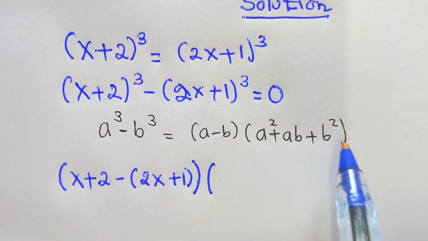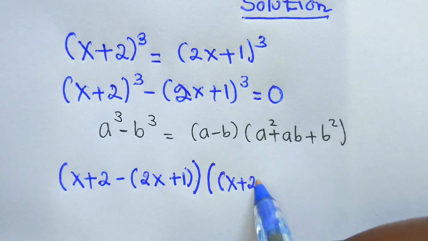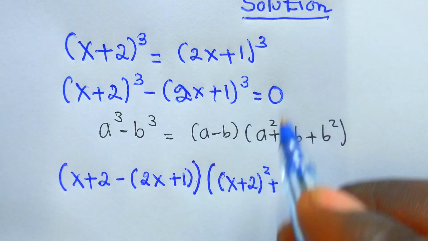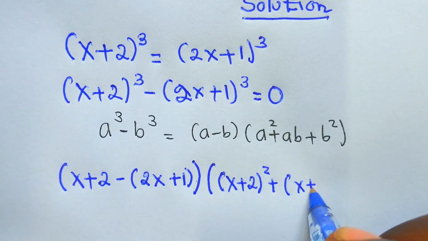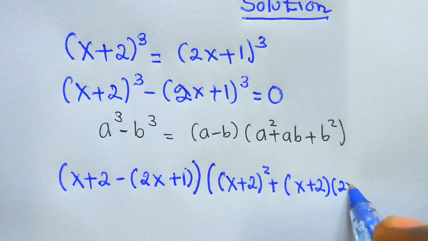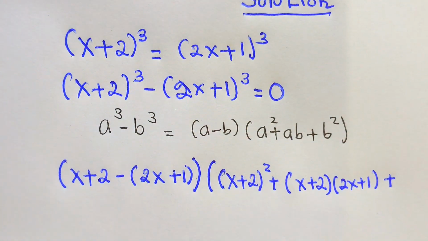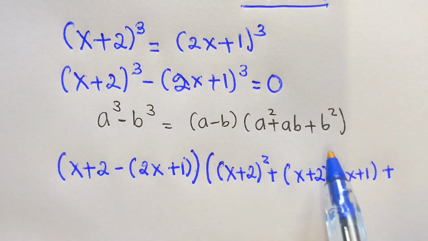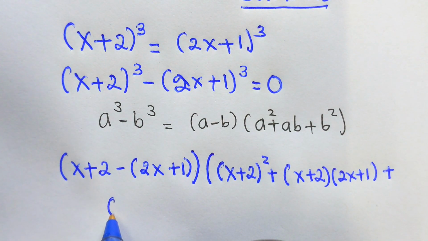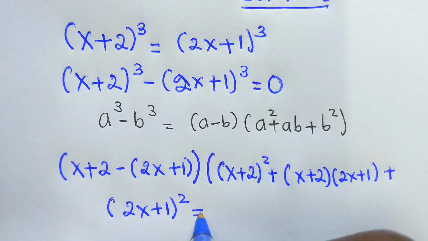right? So we are going to expand this. So we have (x + 2)^2, plus ab, which is this one, times this: (x + 2) times (2x + 1), right? So here we shall take plus b^2, it will be this one. So you have right here plus (2x + 1)^2, which equals 0.